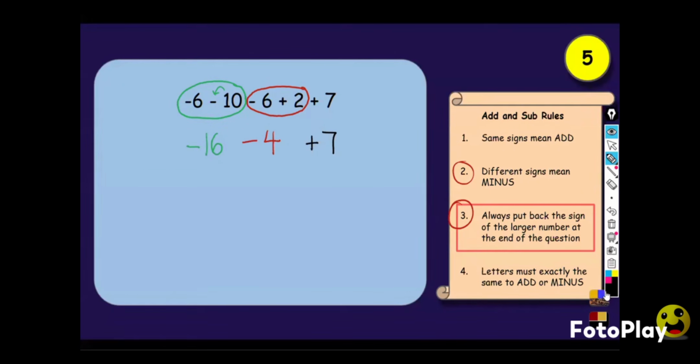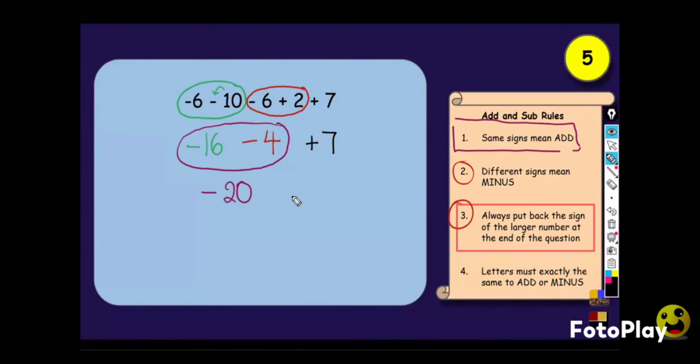So let's find a pair. Minus 16 and minus 4. In this pair, the signs are the same, minus and minus. Same signs mean add. So you have 16 and 4 in your head. Add 16 and 4. 20. Who's larger? The 16. Put back the sign of the larger value.